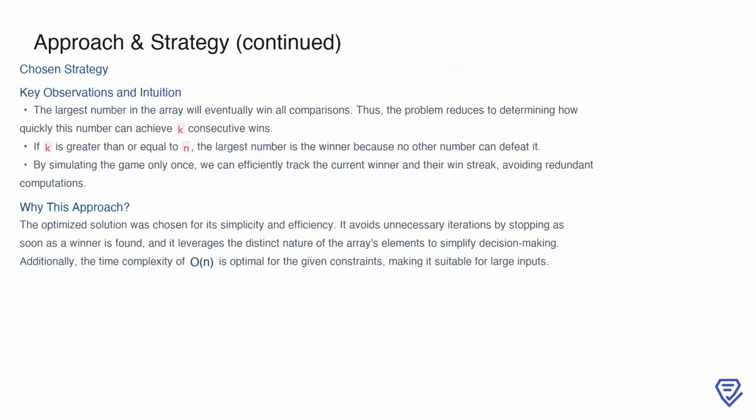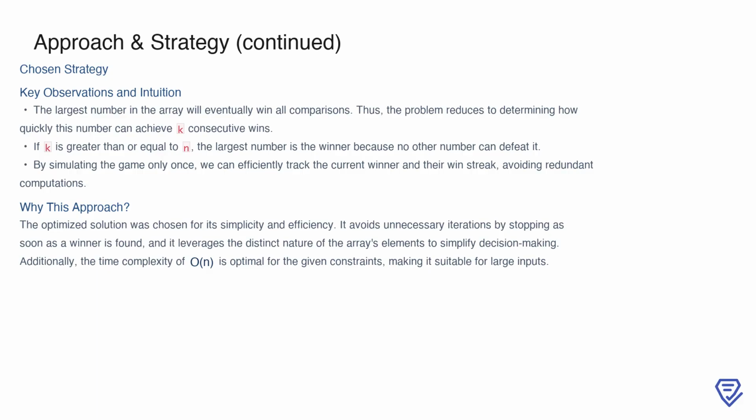The chosen strategy builds on key observations about the problem. The most important insight is that the largest number in the array will ultimately win all comparisons. Therefore, the challenge reduces to determining how quickly this number can achieve k consecutive wins. If k is greater than or equal to n, there's no need for further computation because the largest number is guaranteed to be the winner. By simulating the game only once and efficiently tracking the current winner and their win streak, we can avoid redundant computations and achieve the desired result.